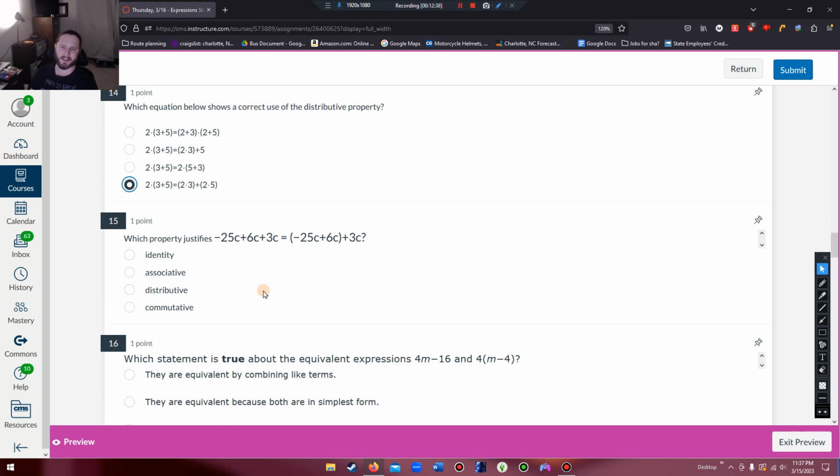For number 15, which property justifies this expression? So it's all the same numbers. They're all in the same order. There's nothing new, nothing taken away, but there are parentheses now. What property allows us to regroup things and use parentheses? That would be the associative property.